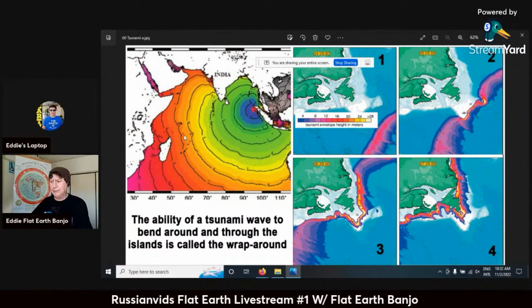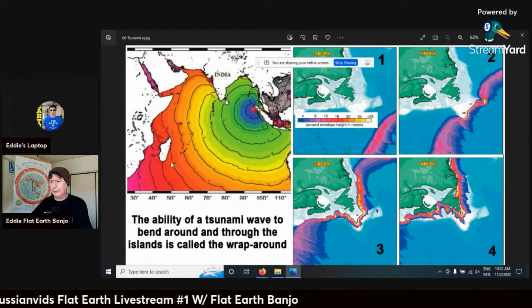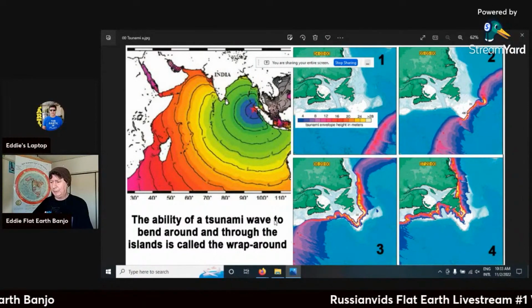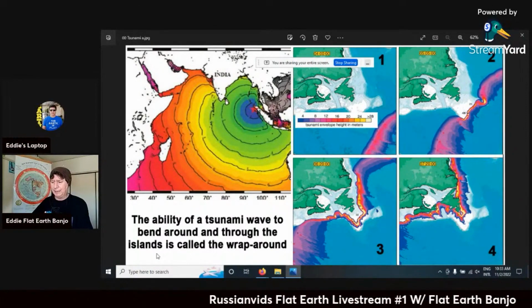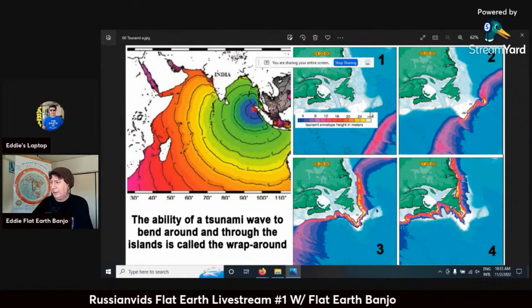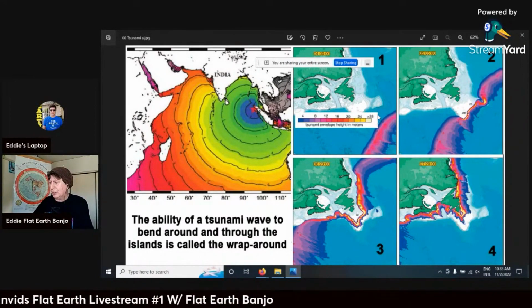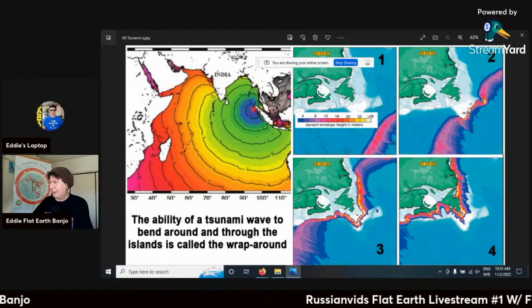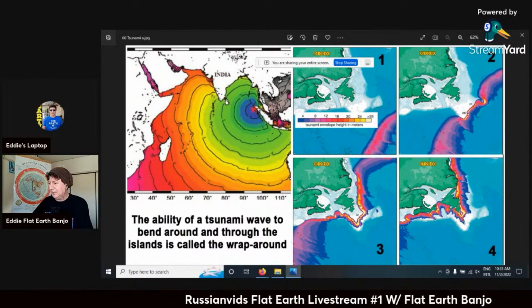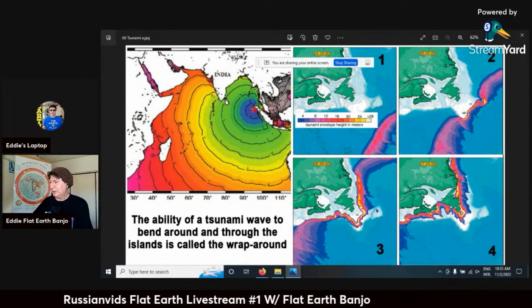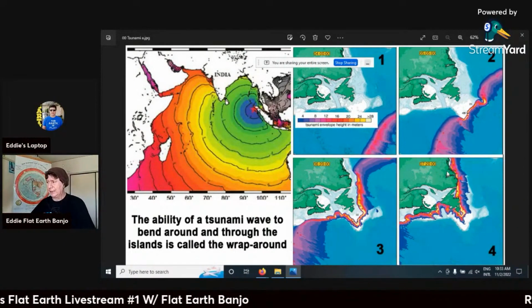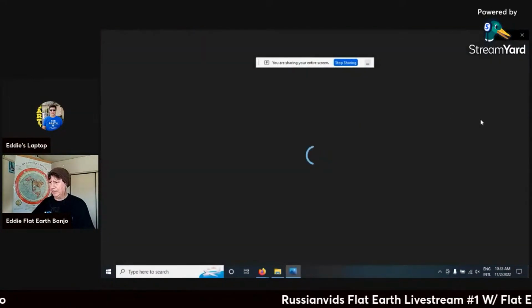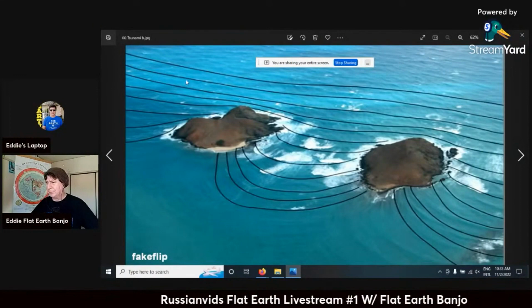This is Madagascar here. You can see how it was totally wrapped around. So this is a definition, the ability of a tsunami wave to bend around and through the islands. It's called the wraparound. So here, image number one, you see the tsunami approaching this region. And number two, this area of impact, and then number three, and when it's number four, you see totally wrapped around that region, right?